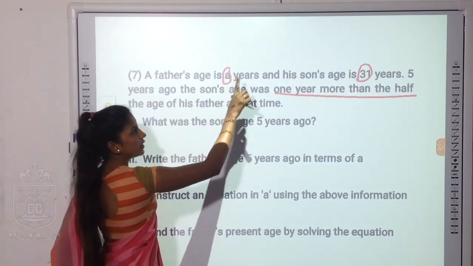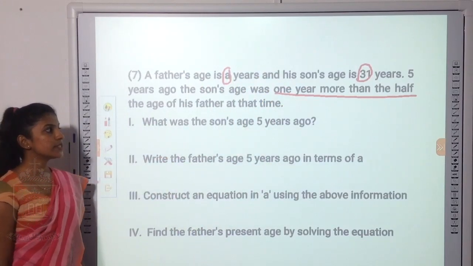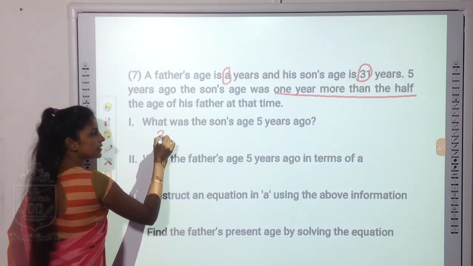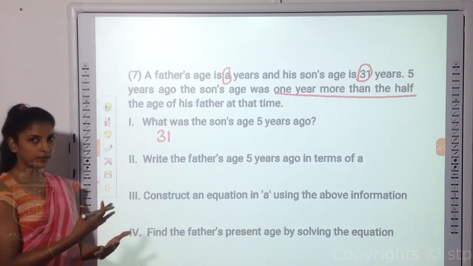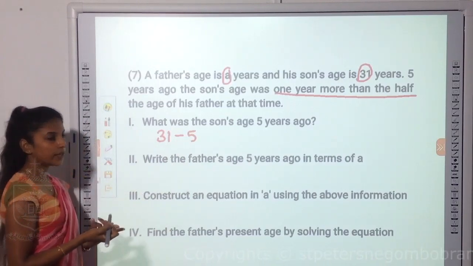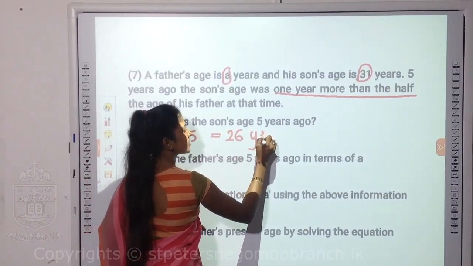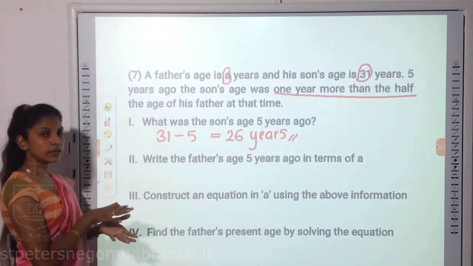So this is the age at present, 31. The first question asks, what was the son's age 5 years ago? At present, what is the age? It is 31. 5 years ago means what you have to do? You have to subtract 5. So 31 minus 5, what's the age? That is 26 years. So this is the age of the son 5 years ago.